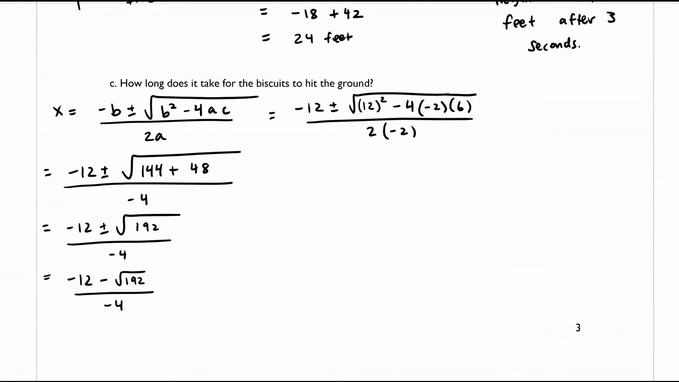Now, if it wants the exact answer, you would leave your answer like that, but if it wants it estimated, then you could throw that into your calculator, and that will be approximately 6.464. And so if we want to write a statement there, we could say the biscuits will hit the ground after about 6.464 seconds.